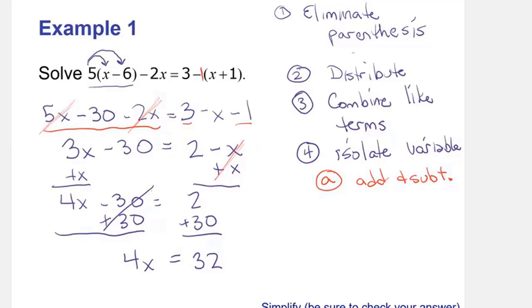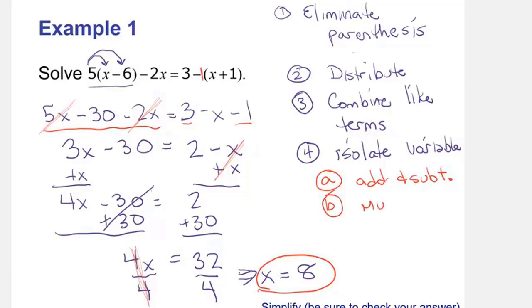Now, 4x is the same as 4 times x. I do the opposite operation, which is division. I'm going to divide both sides by 4. And these cancel. And I end up with x equals 32 over 4, which is 8. And that is my final answer. I would say add, subtract first, multiply and divide second.